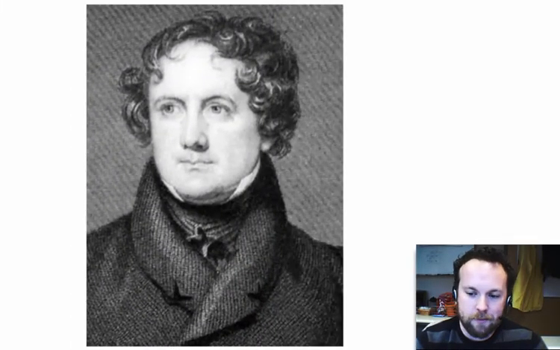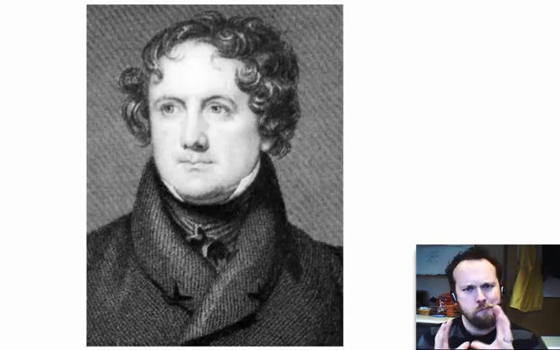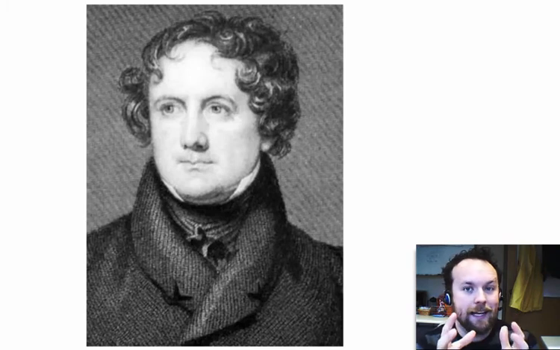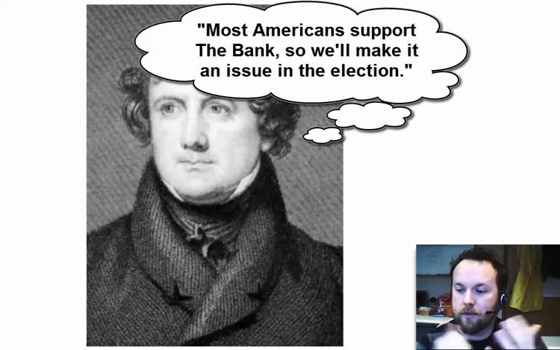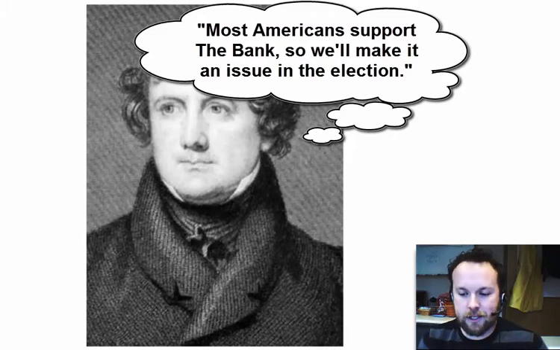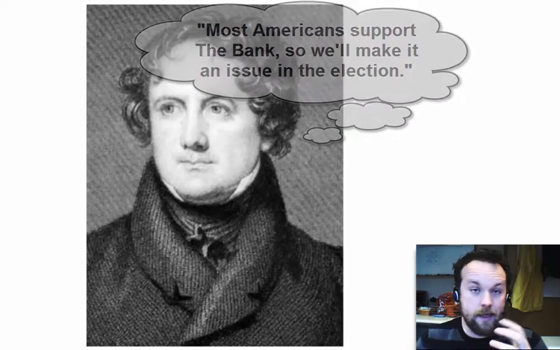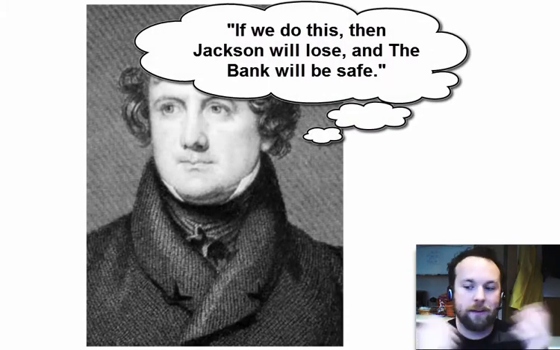And here he is, Mr. Nicholas Biddle, president of the bank. So Biddle and his Whig supporters in Congress were afraid that Jackson would get rid of the bank, so they devised a plan to save the bank and try and ruin Jackson at the same time. They thought that most Americans actually supported the bank, so they made the bank an issue in the upcoming election. And they believed that if they did so, then Jackson would lose and the bank would be safe.